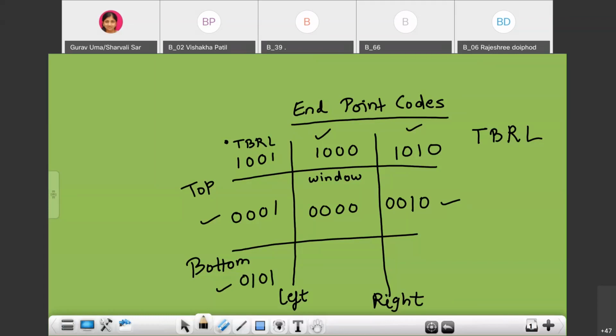Now again in the middle block, is it in the top side? No, so 0. Is it in the bottom? Yes, so it will be 1. It is neither left nor right, so the values will be 0, 0.